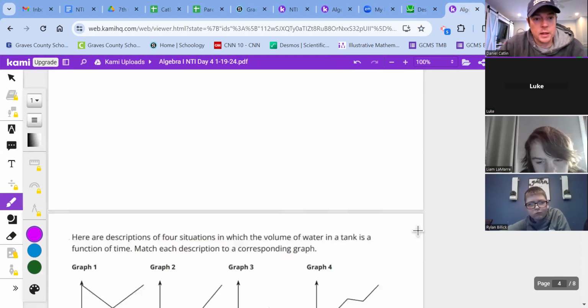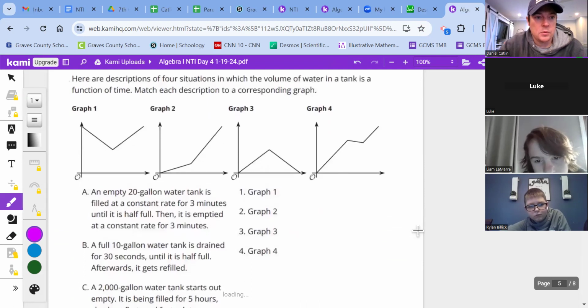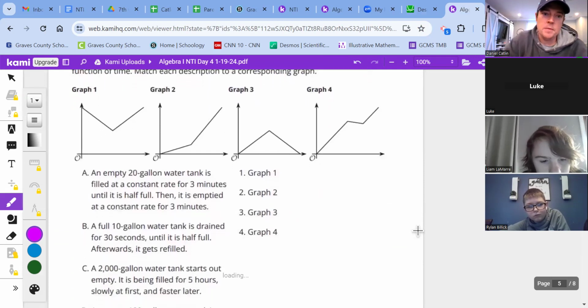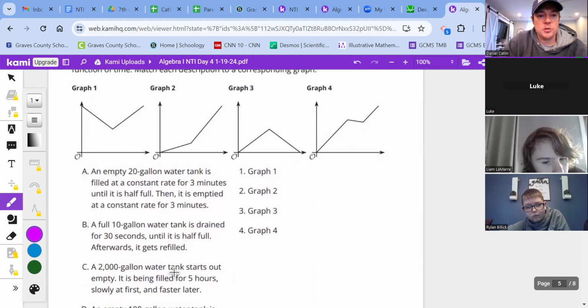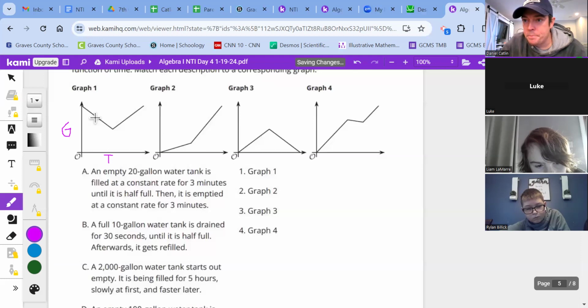So let's move on to the last two. This one I think will go really fast. Okay, we got 4 graphs. We match the description to the graph. All right, here we go. We have an empty 20-gallon water tank. And time, it says, is the x-axis. So time is down here, and the amount of gallons is over here. So if it's empty to start, we can rule out graph number 1, right? Graph number 1 starts full.